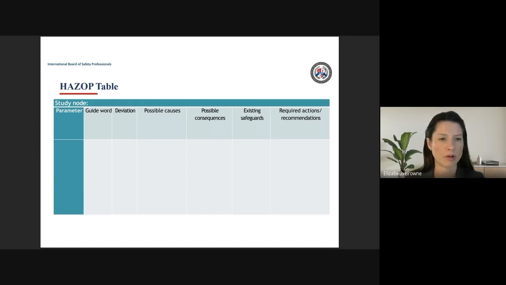All right, here's an example of a HAZOP table. These templates can be found and are also readily created using an Excel spreadsheet where a team could share and work on these together.